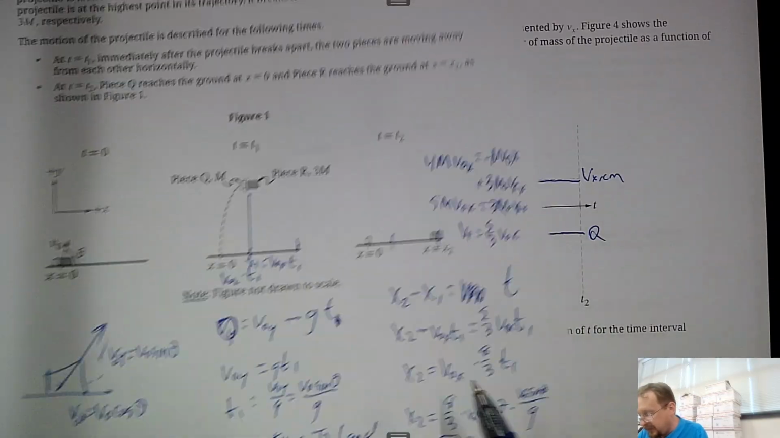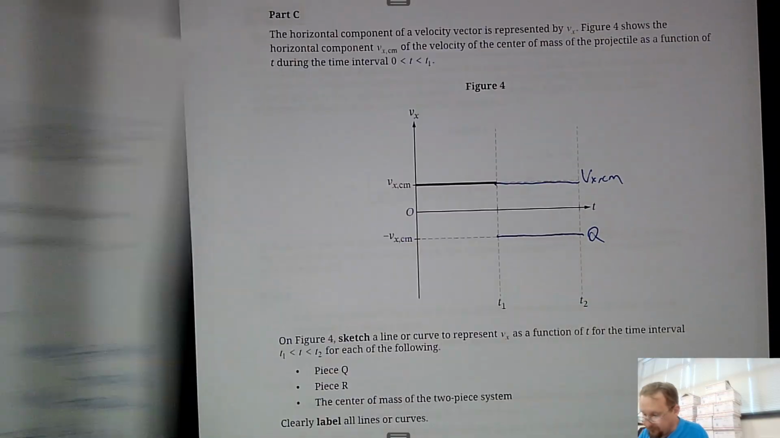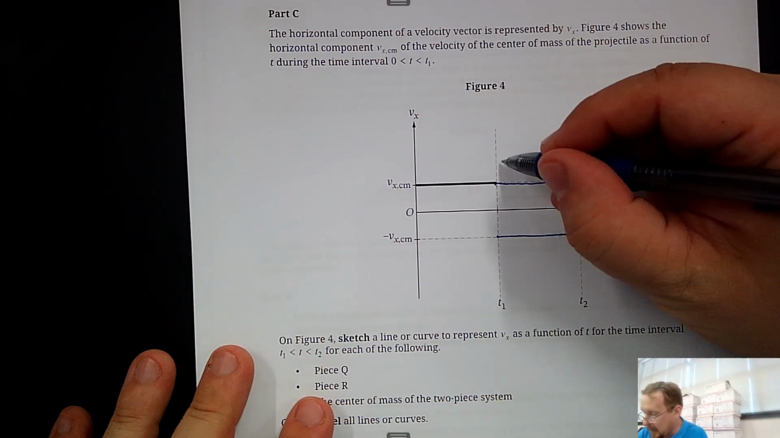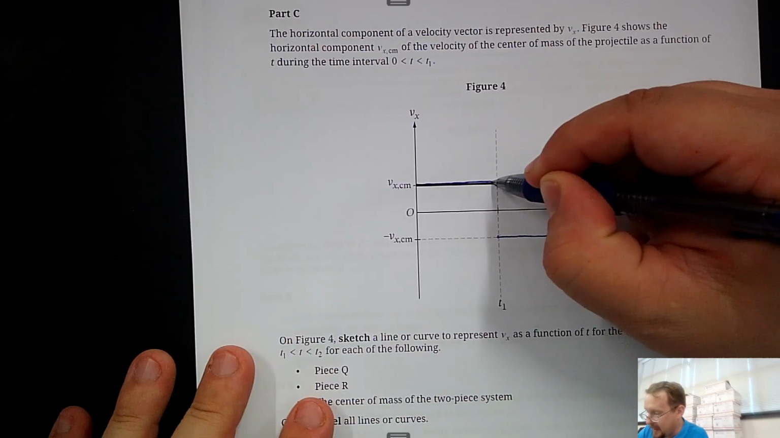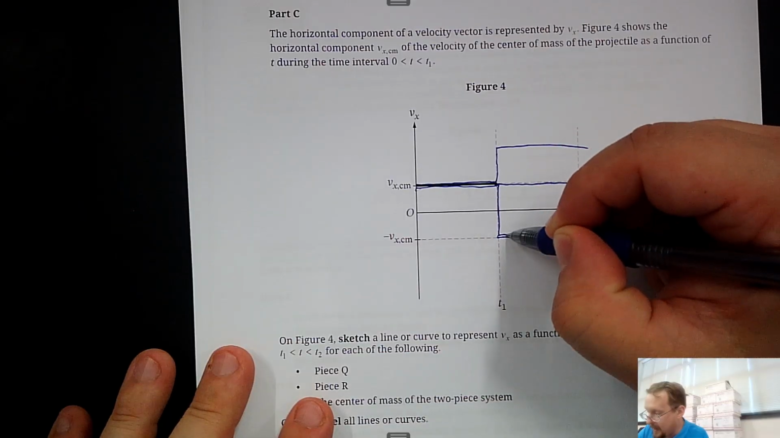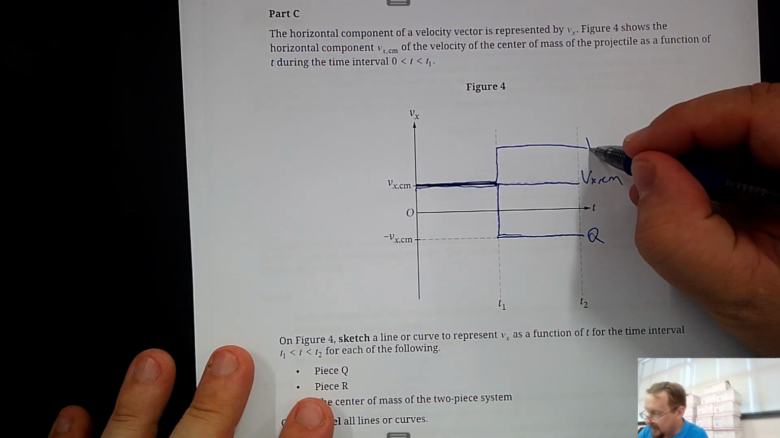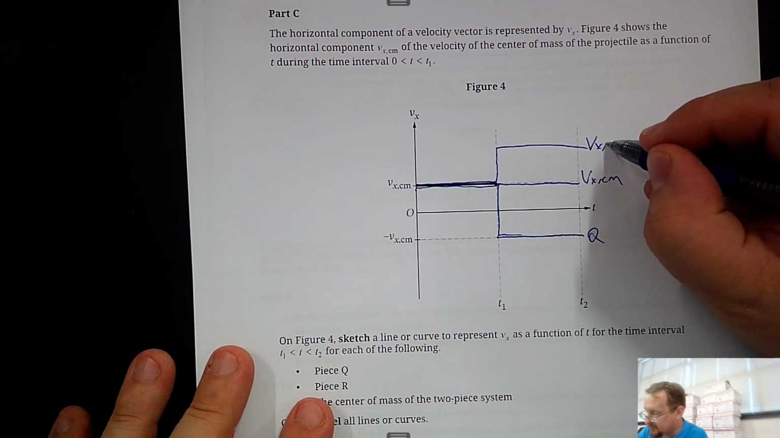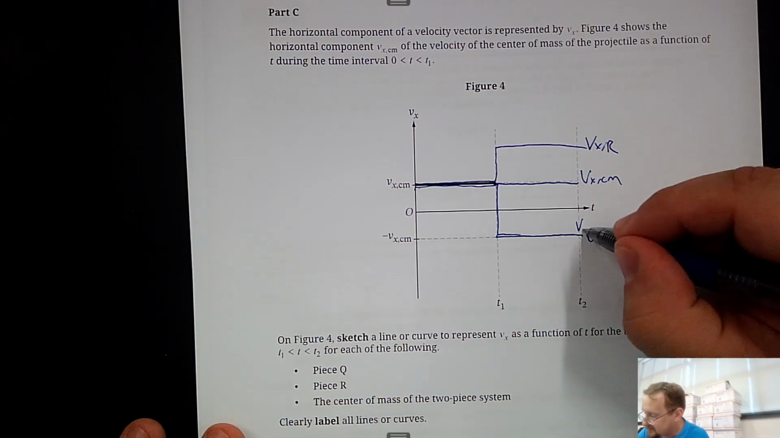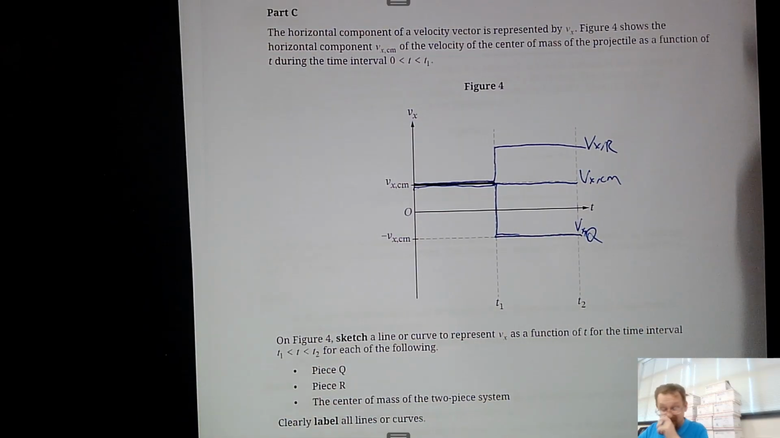And then this guy gets 5/3. So this is going to be, and then this is going to be Vx of P. No, P's R. Sorry, R. And then this is Vx of Q.